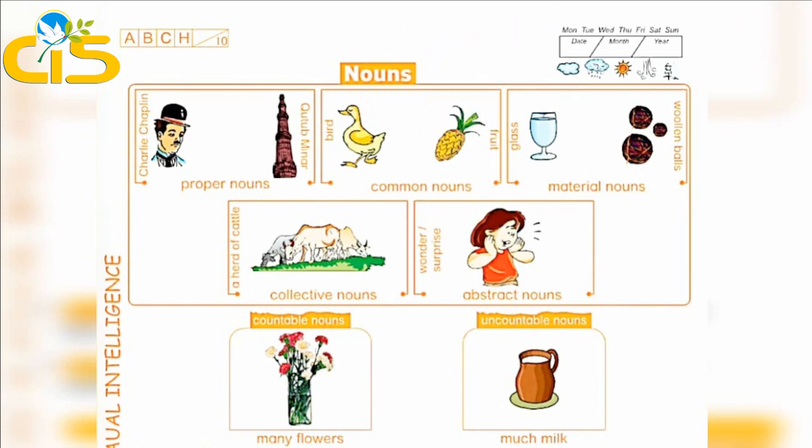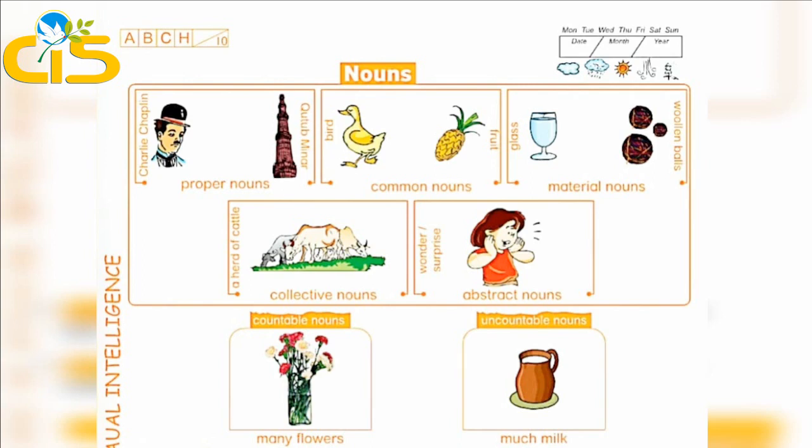Okay? So now the third one is material noun. A material noun is the name of some particular kind of matter. For example, glass or woolen balls, right? Alright. Now the fourth one is collective nouns. A collective noun is a noun that refers to groups of people or things. Okay? For example, a herd of cattle, right? Or you can also say audience, family, government, team, etc.